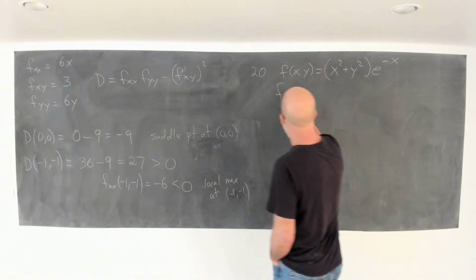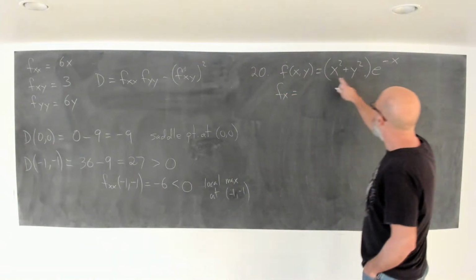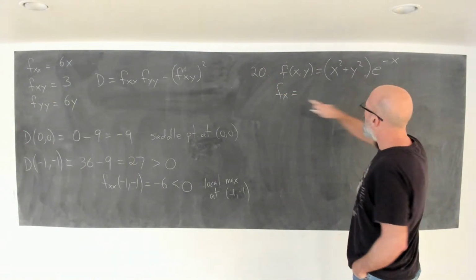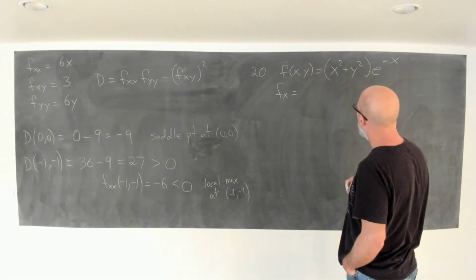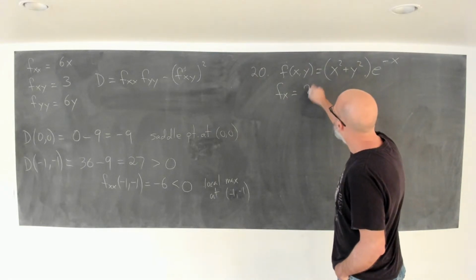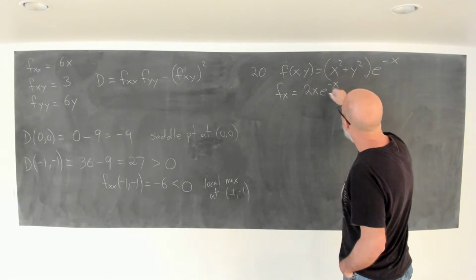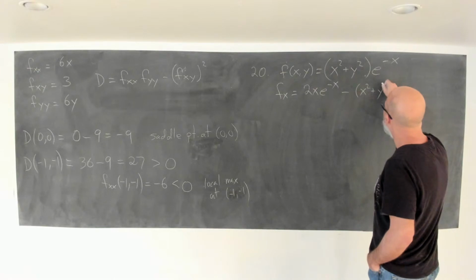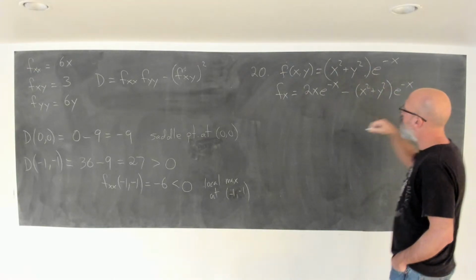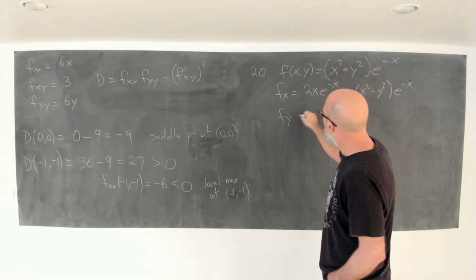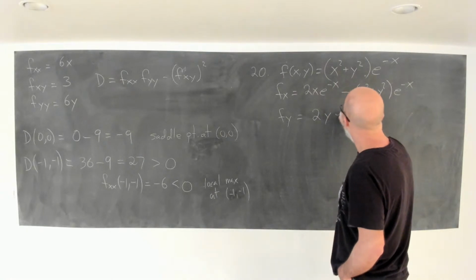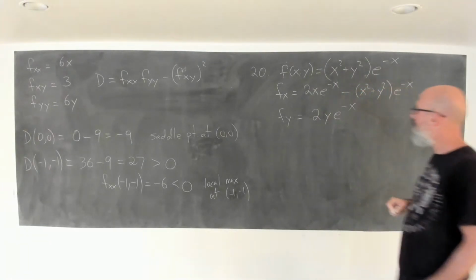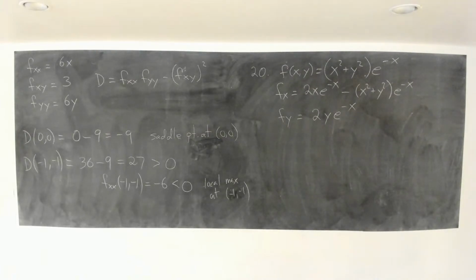Let's look at the partial derivatives. Here you've got a product when you differentiate with respect to x, so product rule applies: 2x e to the minus x minus x squared plus y squared e to the minus x. And the derivative with respect to y is 2y e to the minus x.